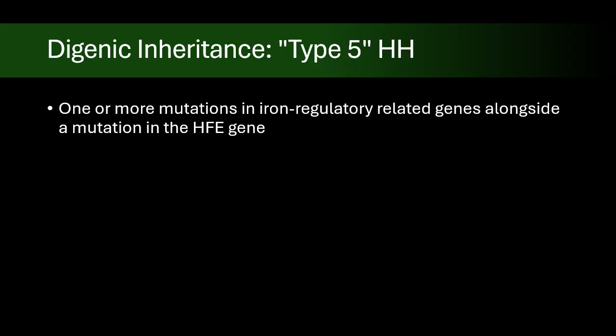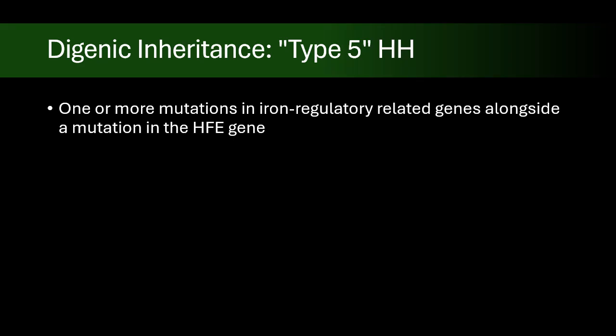Now, type 5 hemochromatosis isn't really a separate type. It is digenic inheritance, where you inherit one or more different faulty genes in conjunction with mutation in the HFE gene, where maybe one of them on their own would not have been sufficient to cause symptoms to arise, but two of them compounding each other would lead you to have hemochromatosis.